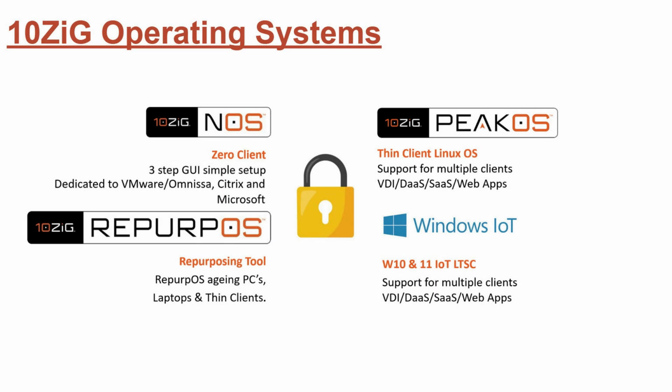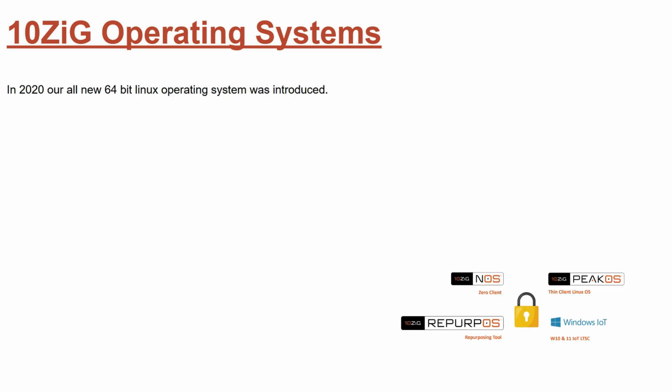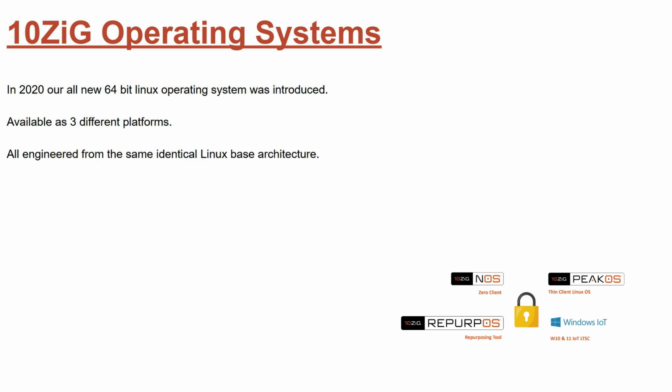Moving on to our software and specifically operating systems, during 2020 we introduced our all-new 64-bit Linux operating system. This is available as 3 different platforms, which are all engineered from the same identical Linux base architecture. The net result of this is easier partner integrations, faster development cycles, amongst other benefits.